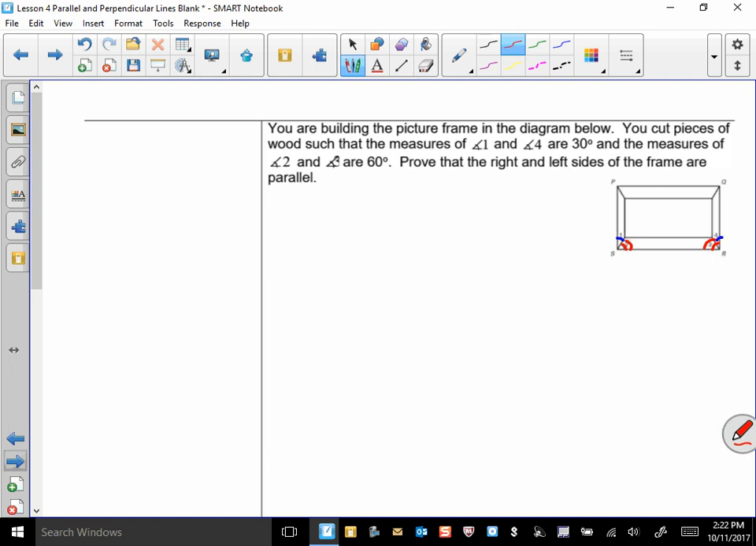Okay, we can see that we've got some right angles there, right? 30 and 60, we can see that we got right angles on both sides of this frame. So that tells me that I've got some perpendicular lines there. That's the hint that is going to help you prove that the right and left sides of the frame are parallel. So I really want you to give this your best shot, and then we'll go over this in class.